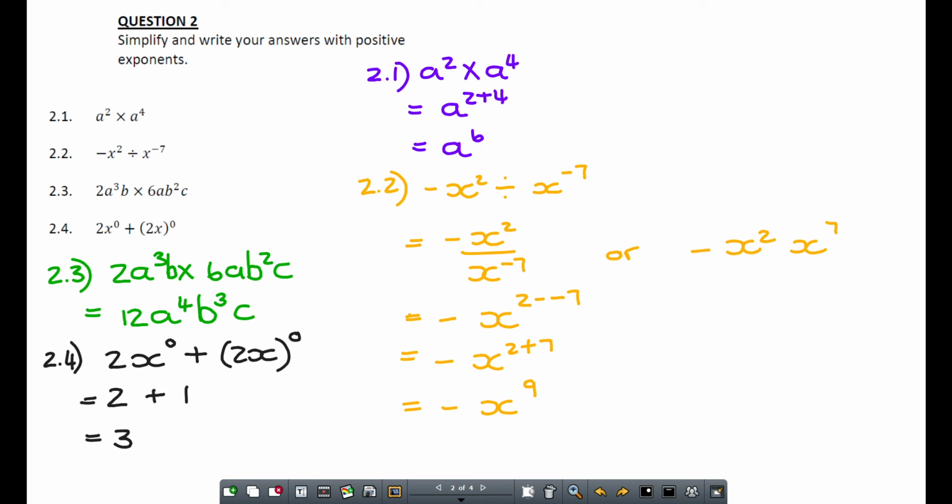Where does it come from? It comes from logs, but you guys are not there yet. That's going to be grade 10, 11.